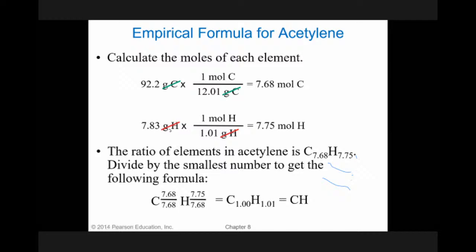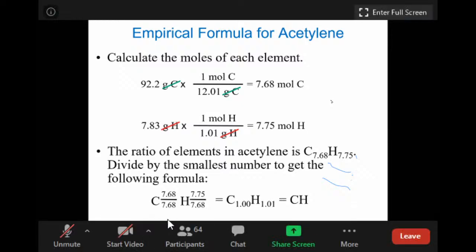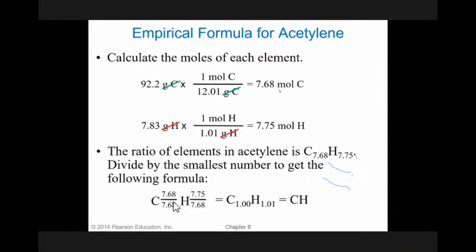How many moles of hydrogen? 7.83 grams of hydrogen, 1 mole is 1.01 grams, and that gives 7.75 moles of hydrogen. Tell me which number is smaller. Carbon, yes, 7.68. So we divide 7.68 by 7.68, then we divide 7.75 by 7.68. The 12.01 grams of carbon and the 1.01 grams of hydrogen, those numbers are on the periodic table.